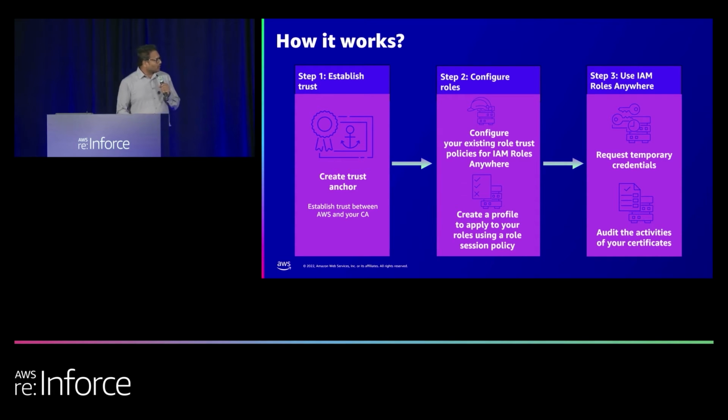So this gives you an idea of a three-step process: establish trust, configure roles, existing roles to trust the service. You can also create new roles with the trust policy that will trust the service. And then you have credentials now, as well as you can authenticate the sessions, and audit and track the sessions.